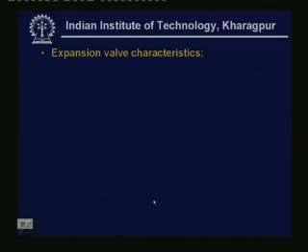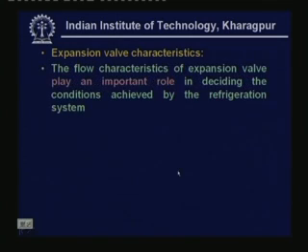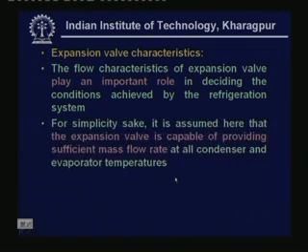Now, the last component is the expansion valve. The flow characteristics of the expansion valve play an important role in deciding the conditions achieved by the refrigerant system. However, for simplicity's sake, here we assume that the expansion valve is capable of providing sufficient mass flow rate at all condenser and evaporator temperatures. Okay. You can also bring the expansion valve into the analysis, and you can again see the effect of the variation on the system performance. Okay. That means you will have to basically simulate the 4 component system performance. Okay. But for simplicity, what we assume here is that we have an ideal expansion device which will always provide the required flow rate at different evaporator and condenser temperatures. Okay. That means it will satisfy our requirement under all conditions.